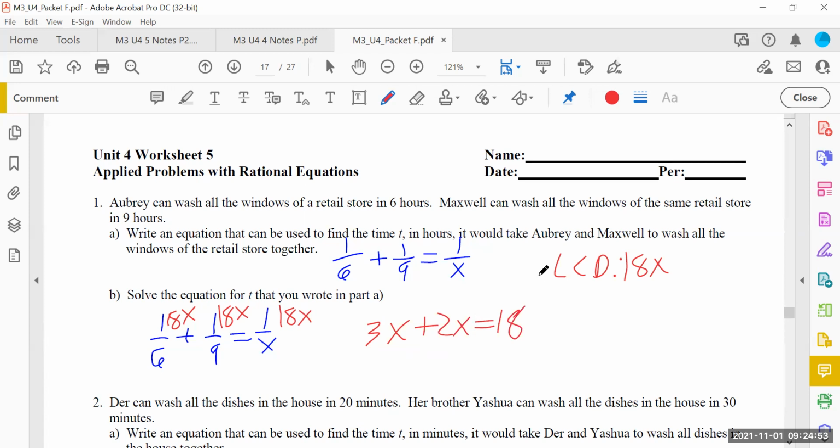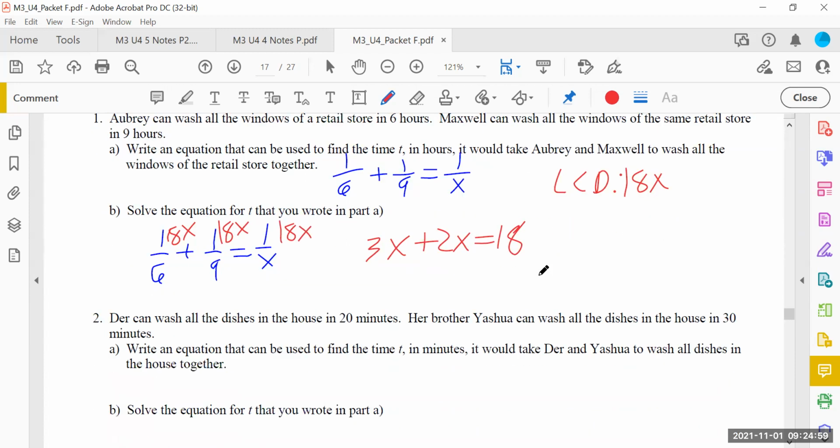Perfect. 3x plus 2x equals 18. Alani, what can we combine or simplify here? And what does that make? 5x equals 18. And Ishant, what's our last step?